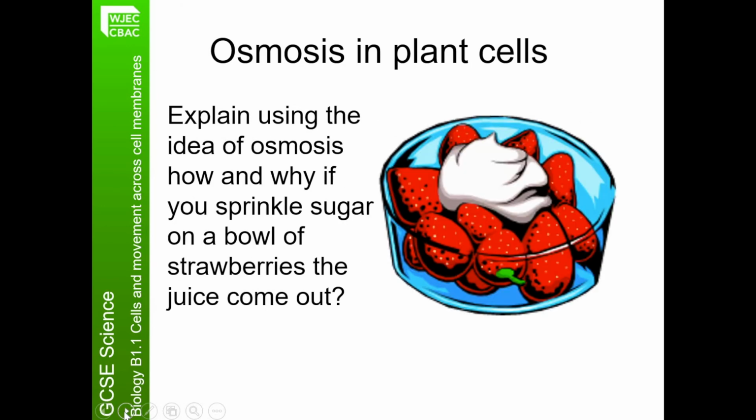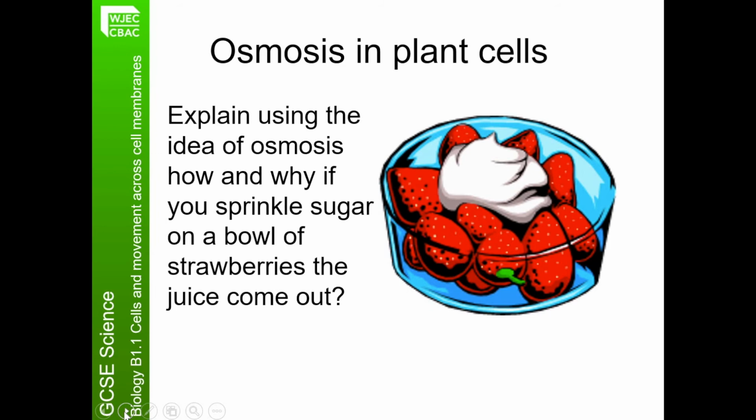Another example is we all like to eat strawberries in the summer, and sometimes they can be a little bit hard, they're not quite ripe enough. But if you sprinkle sugar onto a bowl of strawberries and you leave them for about 20 to 30 minutes, after a while you'll come back and you'll see that there's strawberry juice in the bottom of the bowl, and the strawberries will actually soften. So why does this happen, and how can we explain it using the idea of osmosis?